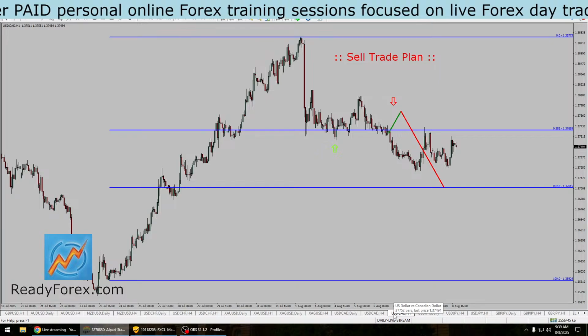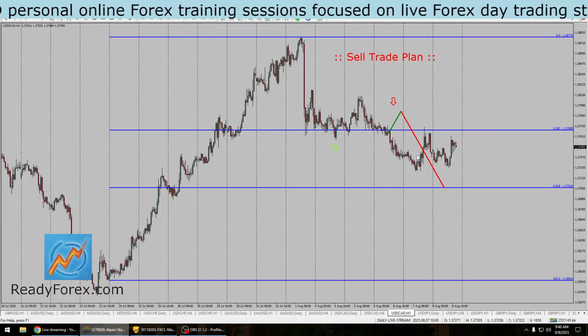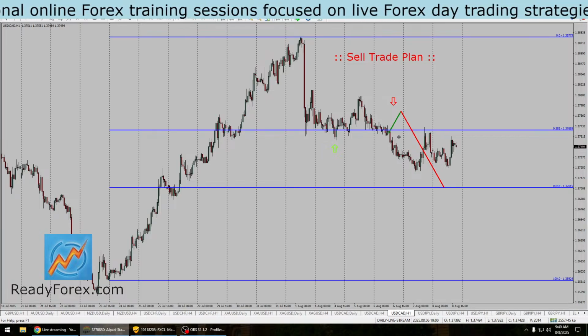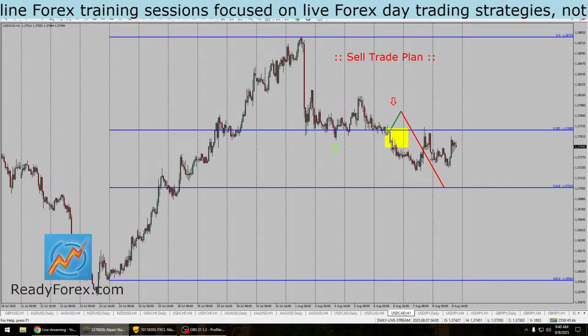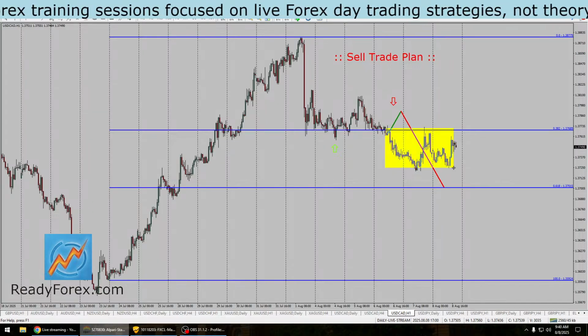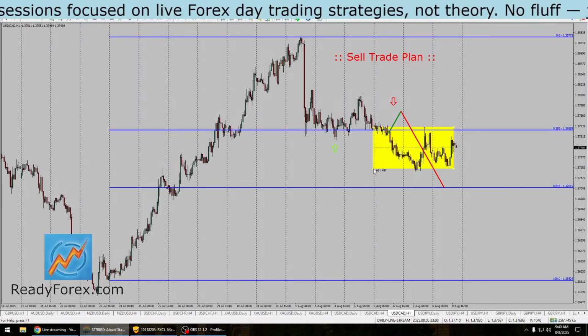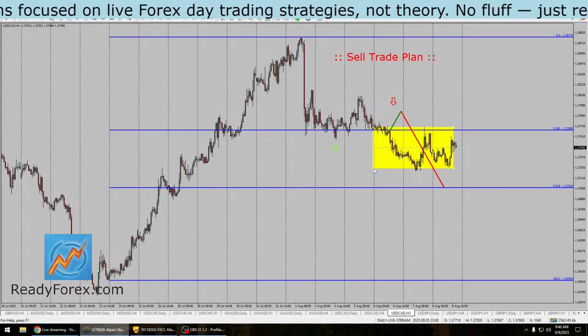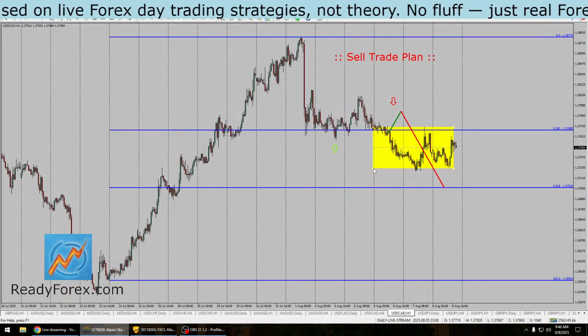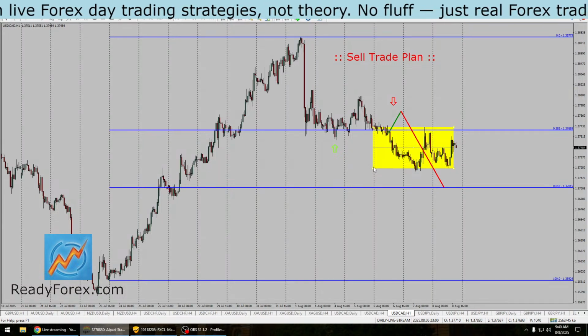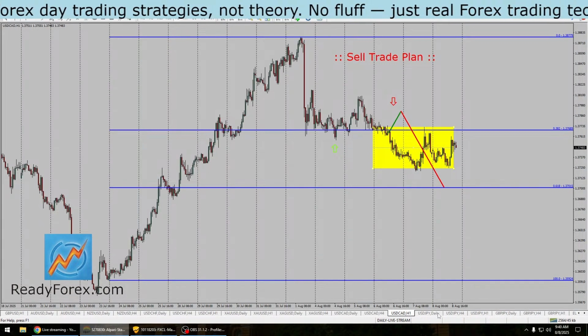In other words, if you take a look at 1-hour time frame, this is what we got. This is the sideways type price action going on in USDCAD currency pair.